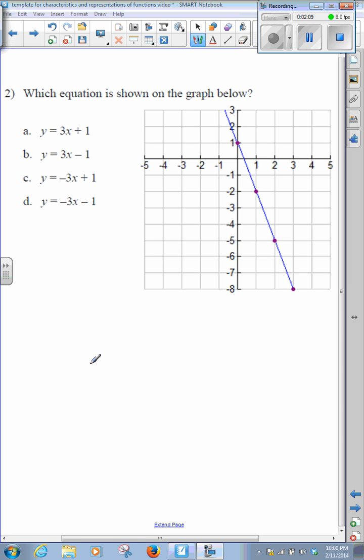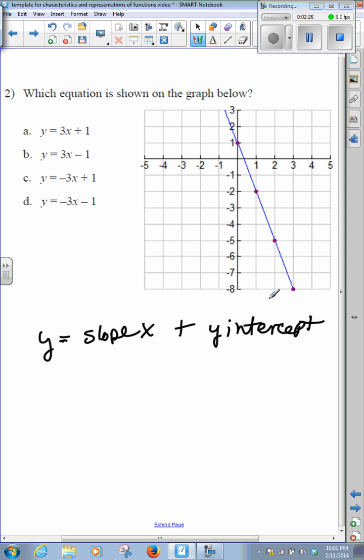Number 2 asks which equation is shown on the graph below. All of these equations are in slope-intercept form, which remember means y equals the slope times x plus the y-intercept. So the second number right here, the y-intercept, tells us where the graph hits the y-axis. So the graph hits the y-axis right there at a positive 1. That means it can't be B because it's got a negative 1 for a y-intercept. Can't be D because it's got a negative 1 for a y-intercept.